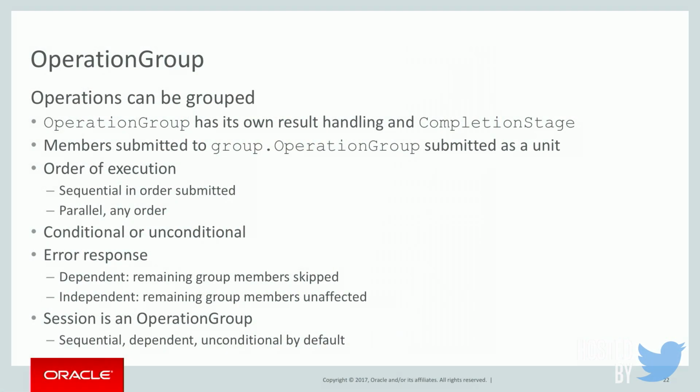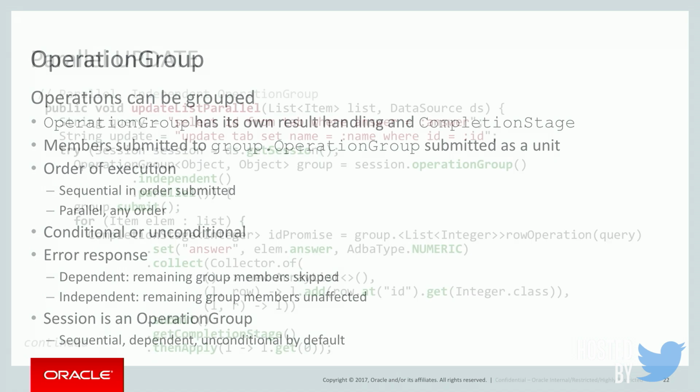Okay, operation group. Operation group are a set of operations. Wow, we only have 5 minutes. Okay, I need to rush. It's a group of operations, handled as a completion stage. So you have members, and members can be submitted, can be processed in sequence or in parallel, can be conditional, and we have error handling as well.